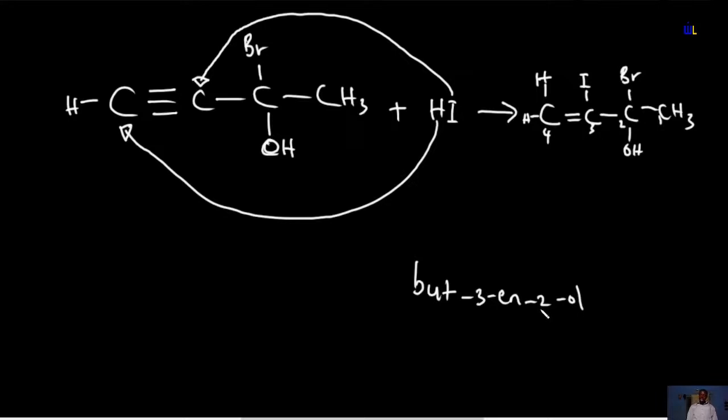So with this said, we now go to the substituents. Bromine is on number 2. Iodine is on number 3. So this is going to be 2-bromo-3-iodo-but-3-en-2-ol. Hope this is clear. Yeah, Kachi. Hope it's clear.